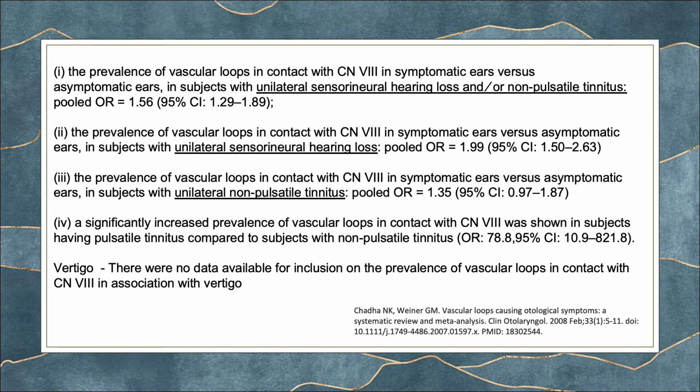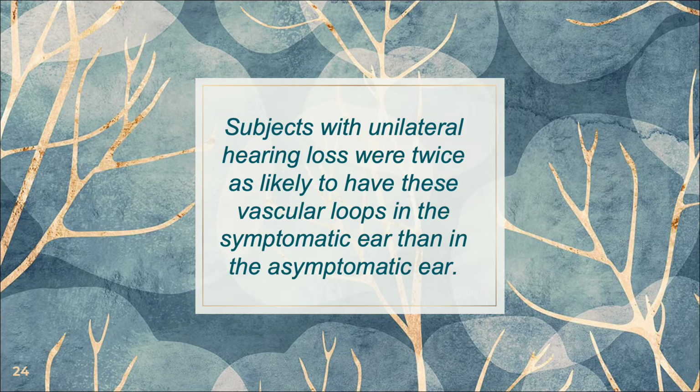Those with unilateral sensorineural hearing loss had an increased odds ratio of 1.99. And patients with unilateral non-pulsatile tinnitus had an increased odds ratio of 1.35. He also noted that patients with pulsatile tinnitus had 80 times more odds of having a vascular loop. Unfortunately, Cheddar found that there was not enough quality data to analyze the significance between vascular loops and vertigo.